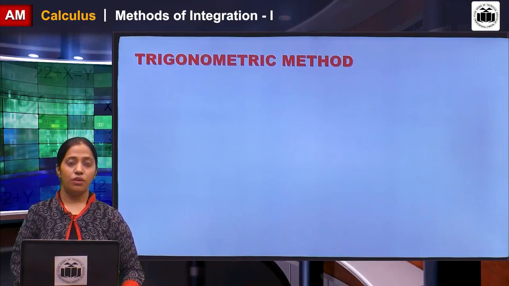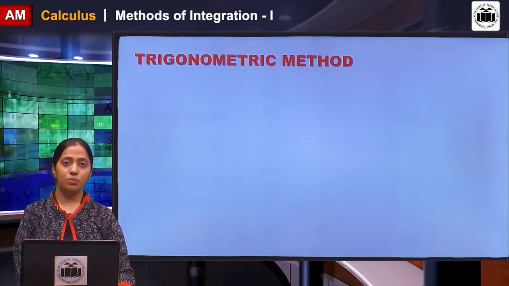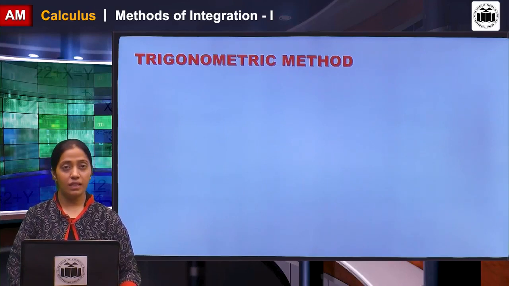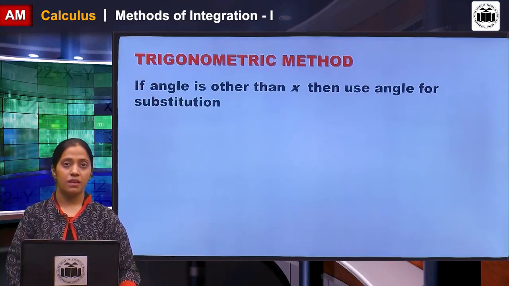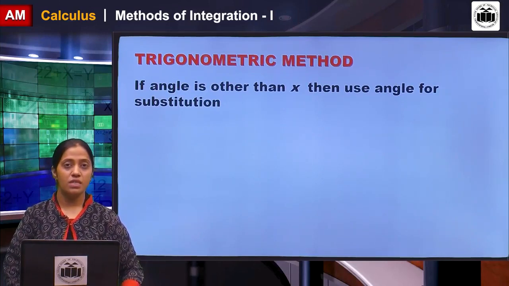Now we will go for the next method, that is the trigonometric method. This trigonometric method I have divided into two parts: if the angle is given as x and if the angle is given as something other than x. If the angle is other than x, then use the angle for substitution.